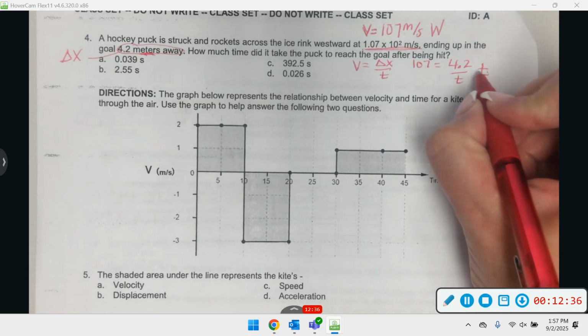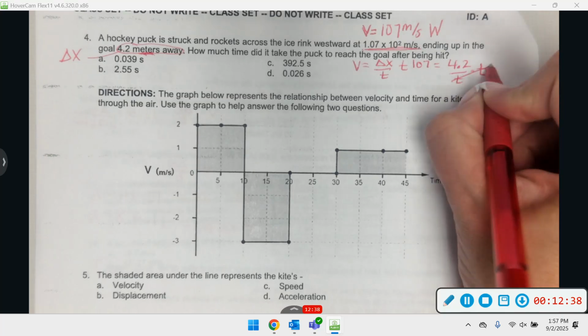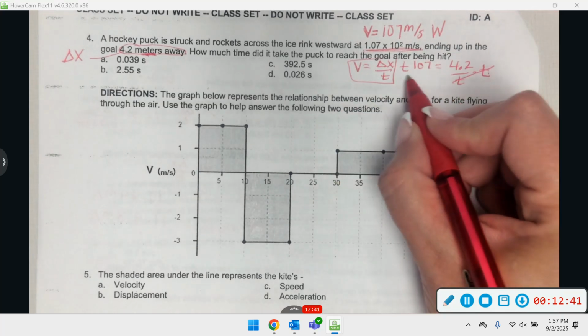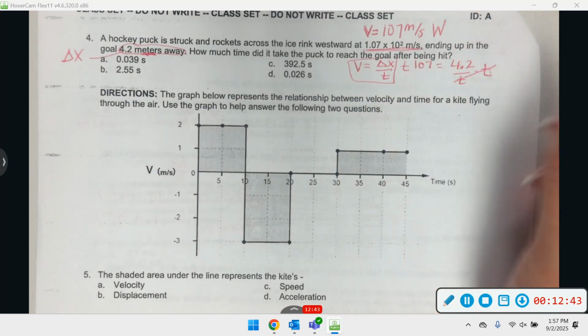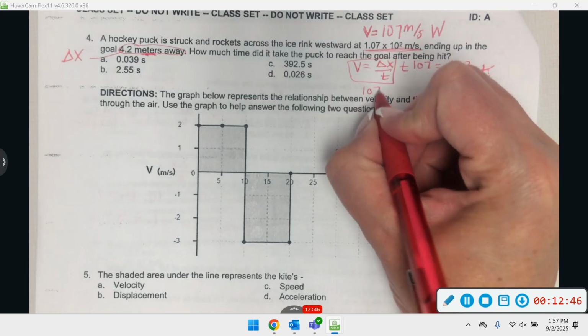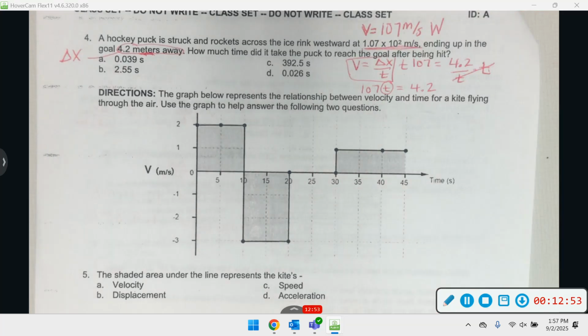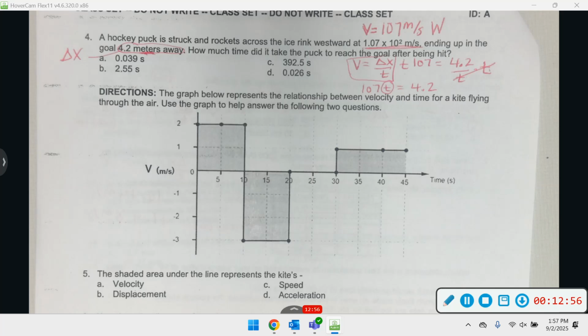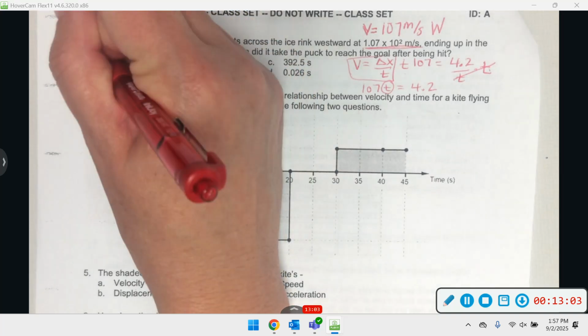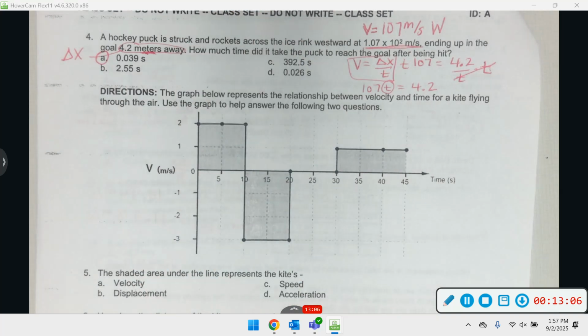So your first step needs to be multiplying both sides by t. Okay, so now you have 107t equals 4.2. And from here, if you want to solve for t, you need to divide both sides by 107, because t would be equal to 4.2 divided by 107. And 4.2 divided by 107 is 0.039, or answer choice A, 0.039 seconds. Questions about number 4?